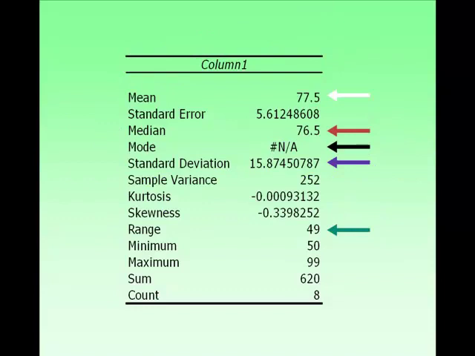Your printout, mean is 77.5, median or middle number is 76.5. The mode, there isn't one. Standard deviation, again, Excel gives you the sample version of that, if you happen to have calculated by hand, is 15.87, and the range is 49.